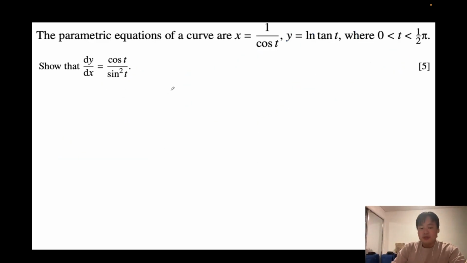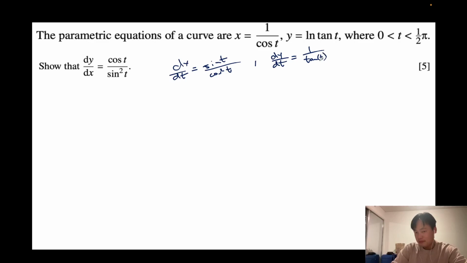And this is where you'd go with. So remember what we have so far? We have dx/dt equals sin t over cos squared t from the first part. And we now have dy/dt equal to 1 over tan t (put a bracket there so you don't get confused with the t's) multiplied by what? Sec squared t.